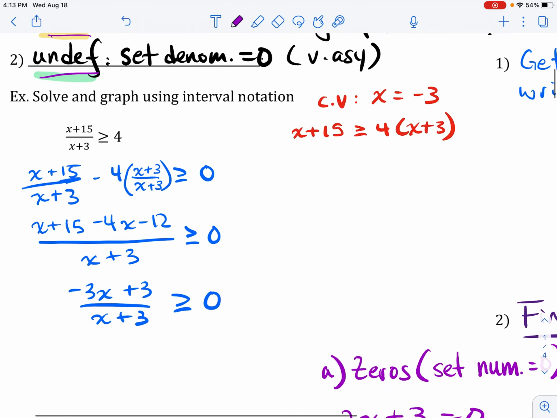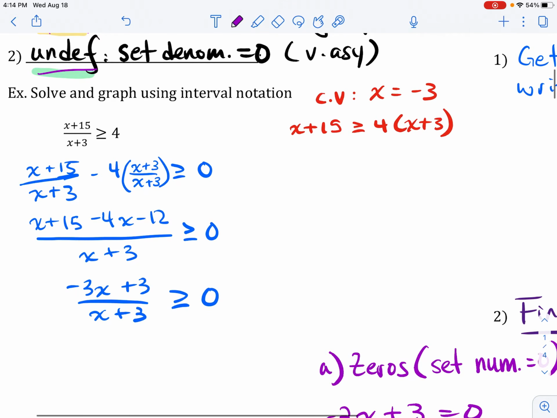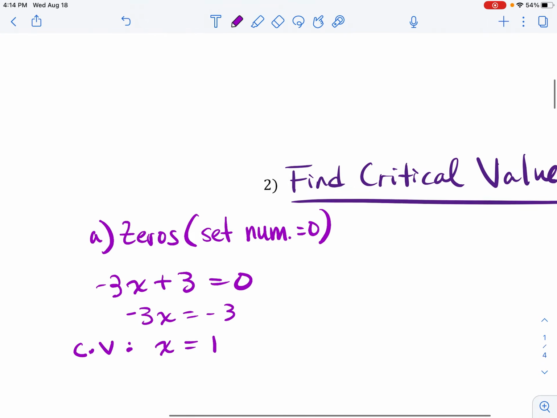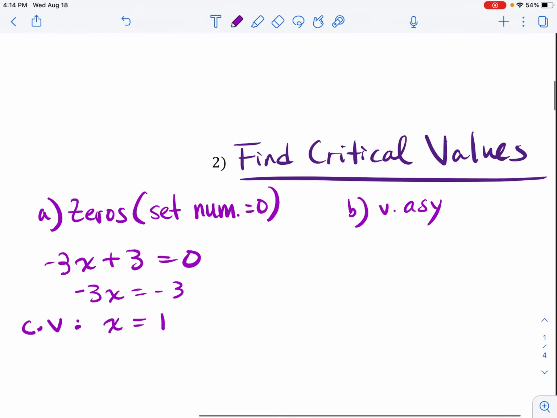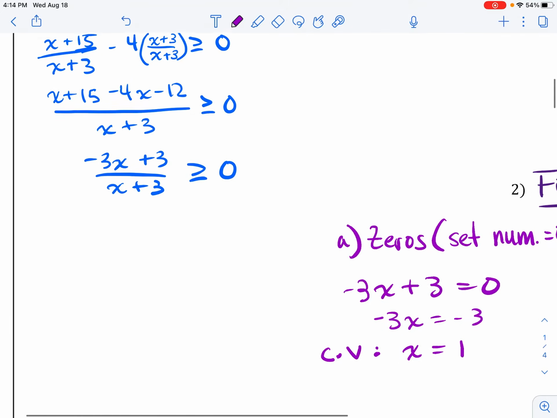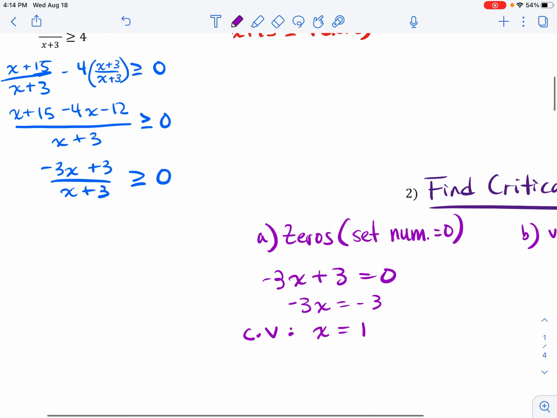It's where our function, all the x values where our function is undefined. So I'm going to go ahead and find that one. So we're going to say where our function is undefined, or what we call our vertical asymptotes. And to find these, we're going to set our denominator equal to 0. Set denominator equal to 0. And what was our denominator? It was back here. Our denominator was x plus 3.